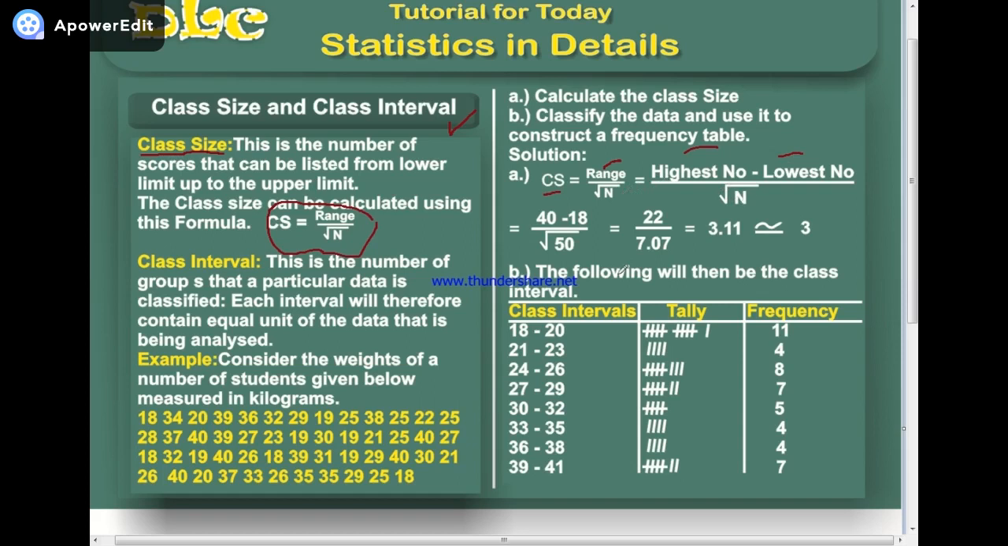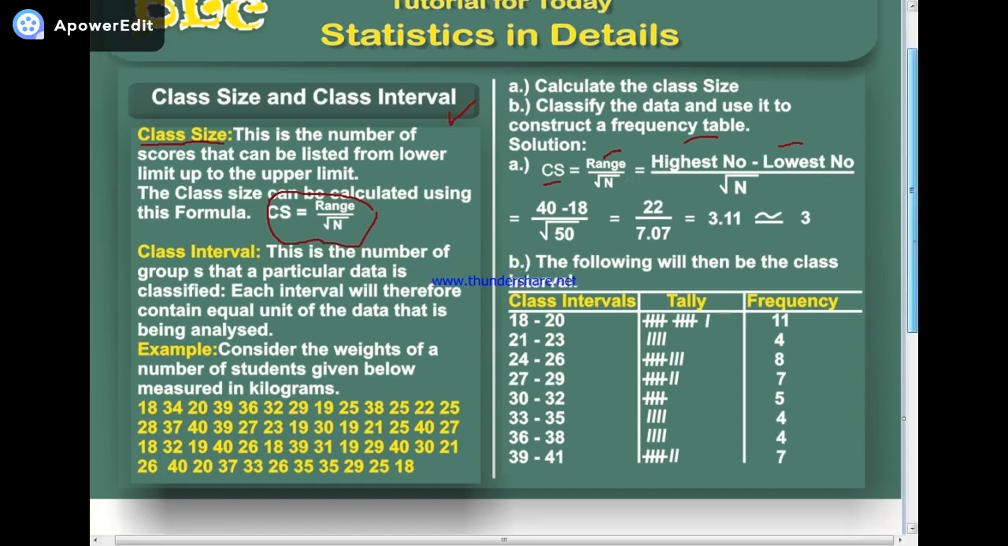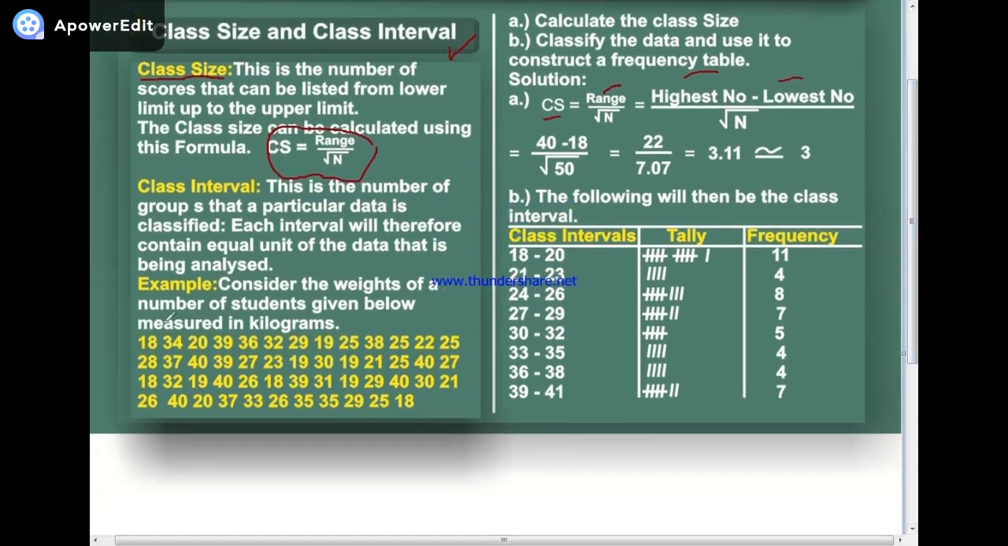Now, if you look at our data here, let's look for the lowest number for us to get our range. So we want to look for our range. Since our range is the highest number minus the lowest number, let's first look for the highest number.